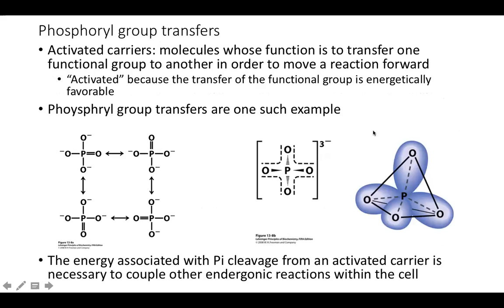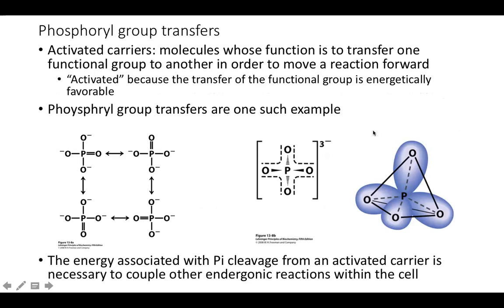Activated carriers are the molecules that act as these intermediates. These molecules function to transfer one functional group to another molecule, or one functional group from one molecule to another in order to move a reaction forward. They are said to be activated because the transfer of the specific functional group is energetically favorable. Phosphoryl group transfer is one such example of this.